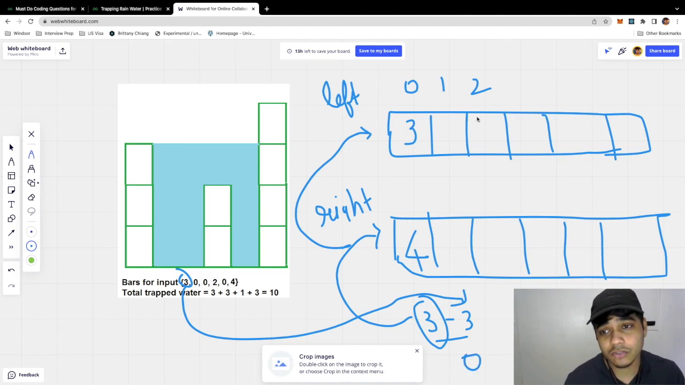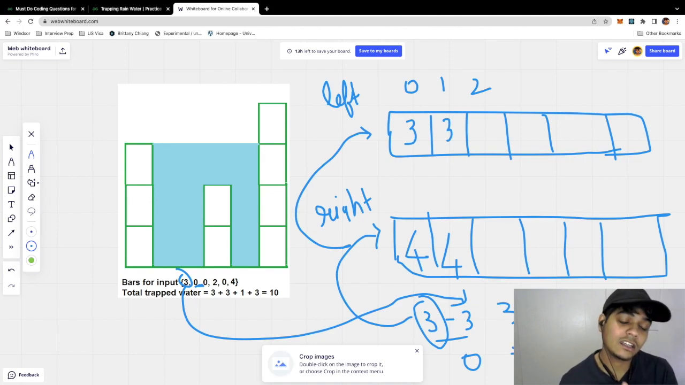Likewise, for the first position, what is the leftmost tallest? The leftmost tallest is again the 3 because we have no other blocks, and the rightmost tallest is 4 because there's nothing taller than the 4 blocks here. So we would find the minimum of these two. Again, it's 3. We would put 3 here, and we're supposed to subtract the first index position, which is 0. So subtracting it with 0, we get 3. So we're able to hold 3 levels of water at this position. So that's what we are able to find. Even here, we're able to hold 3 elements, right?